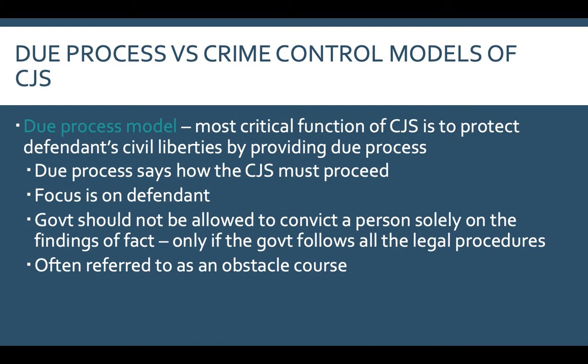So remember that we have two models of the criminal justice system, the due process and the crime control model. Now, the due process model is most critical. The most critical function of the criminal justice system is to protect our civil liberties by providing due process. And due process says how the criminal justice system must proceed. It's basically the rules we have to follow in order to convict and punish someone. And the focus here is on the defendant. The government should not be allowed to convict a person solely on the findings of fact, only if the government follows all the legal procedures as well. And this is often seen as an obstacle course.